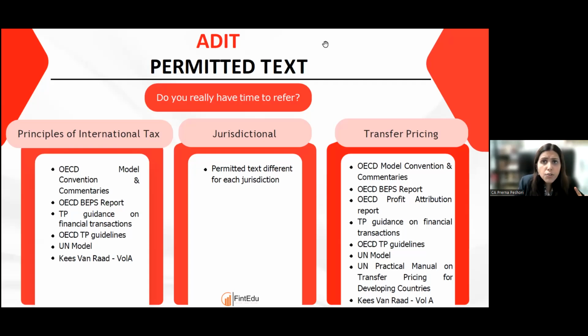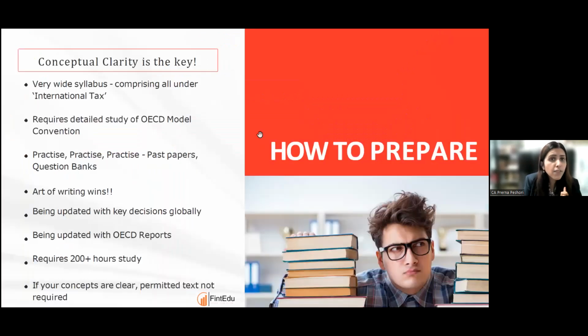With regard to this course, since it's a very wide syllabus, as I said, conceptual clarity is a must. You need to study the OECD Model Convention in detail, its commentary, and all the BEPS reports. The tip is to practice as much as possible.